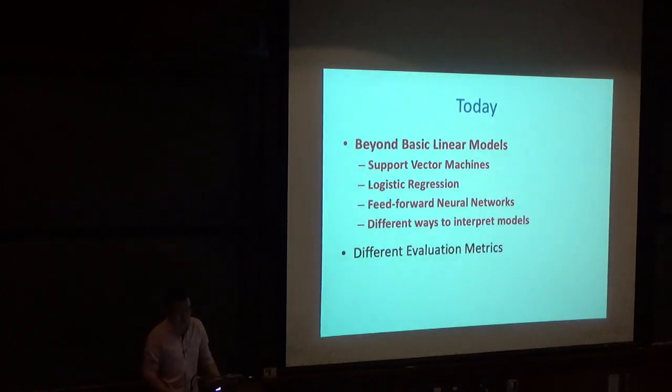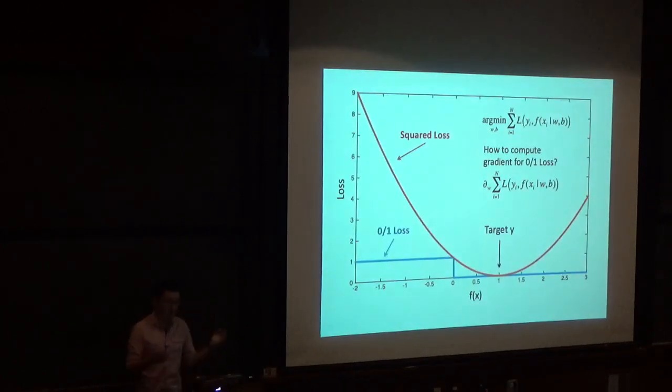OK, so let's start with the first. So this is, again, review. We're here looking at the geometry of 2 different loss functions. One is squared loss. The other one is 0-1 loss.